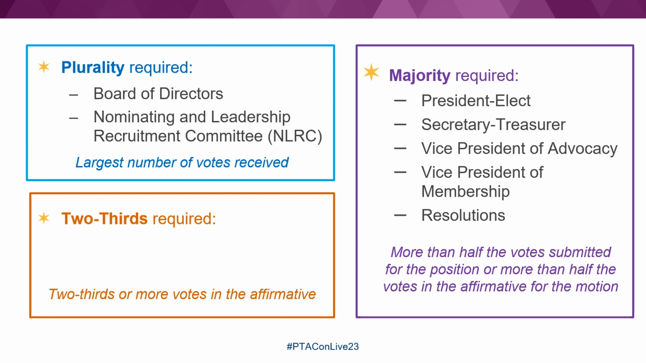The resolution motions are also decided by a majority vote, so each of these items must have more than half the votes cast be affirmative votes in order to pass. Finally, the proposed dues rate motion and the bylaws amendments must receive a 2/3 affirmative vote to pass.